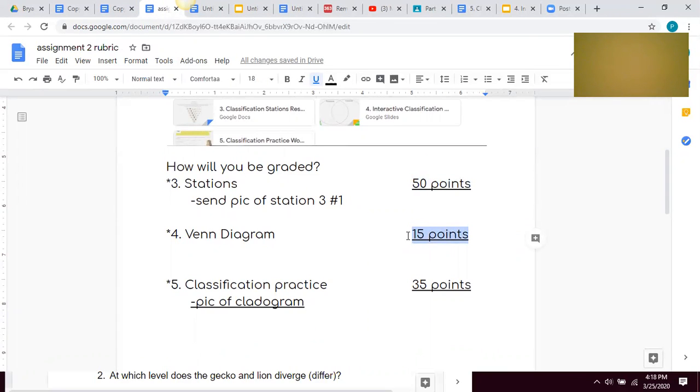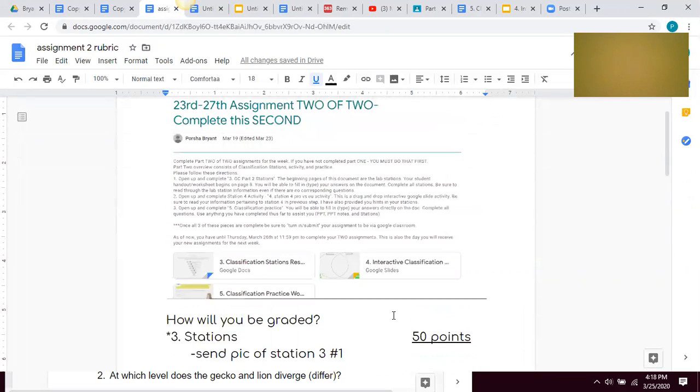And then that last paper that we were just on, classification practice, where we were going to omit number 6, and either double click and draw to add to our drawing for the cladogram, or maybe we just want to do it on paper because it's easier. Just make sure you send me that picture of the cladogram, and that entire worksheet is 35 points. So that's how you can make 100 on part 2 or assignment 2 from this week.